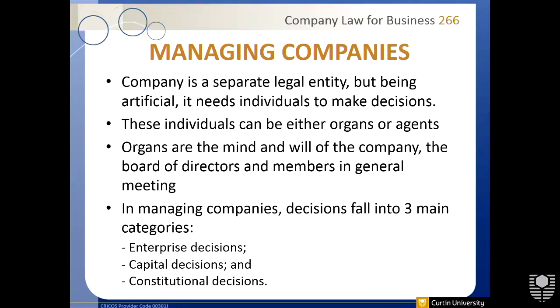Now, a company as a separate legal entity is artificial. It needs people to manage it, and that's why we need organs of the company. In this case, as I told you, we look at the board of directors as well as members in a general meeting. Now, we have different types of decisions. These are the 3 types of decisions that are normally taken in a company. One is an enterprise decision, the other is a capital decision, and the third is a constitutional decision.